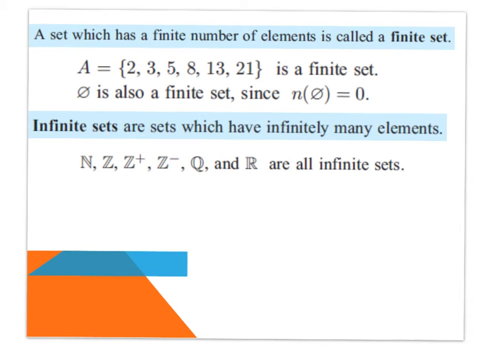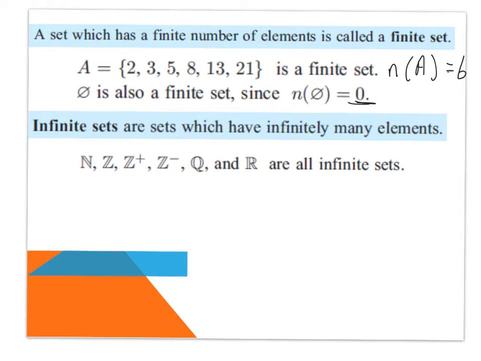A set which has a finite, meaning a limited number of elements, where there's an end to how many there are, is called a finite set. Set A that has the elements 2, 3, 5, 8, 13, 21 is a finite set. We can count the number of elements. We can write the number of elements in set A is equal to, and we can count them and write a number: 1, 2, 3, 4, 5, 6 is equal to 6. The empty set is also a finite set because the number of elements is 0. We can write down how many elements there are.